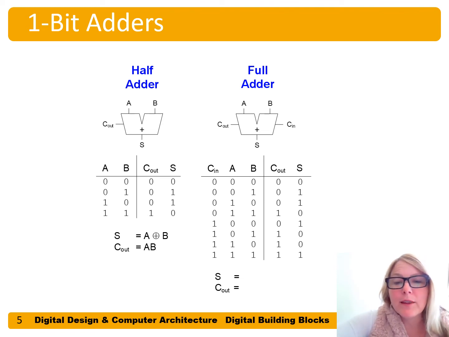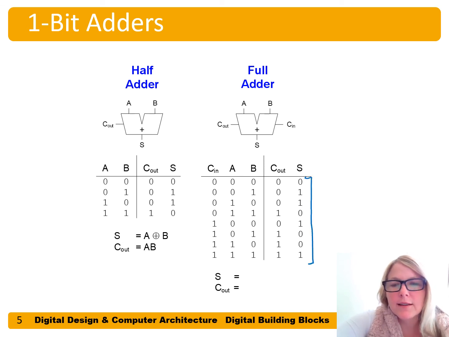And so now we can do the same thing. The easiest thing to do would probably be to draw this in a K-map, or recognize the sum function here as the 3-input XOR function, or we could write it in sum of products and do it that way as well. So we have sum equals A XOR B XOR C in.